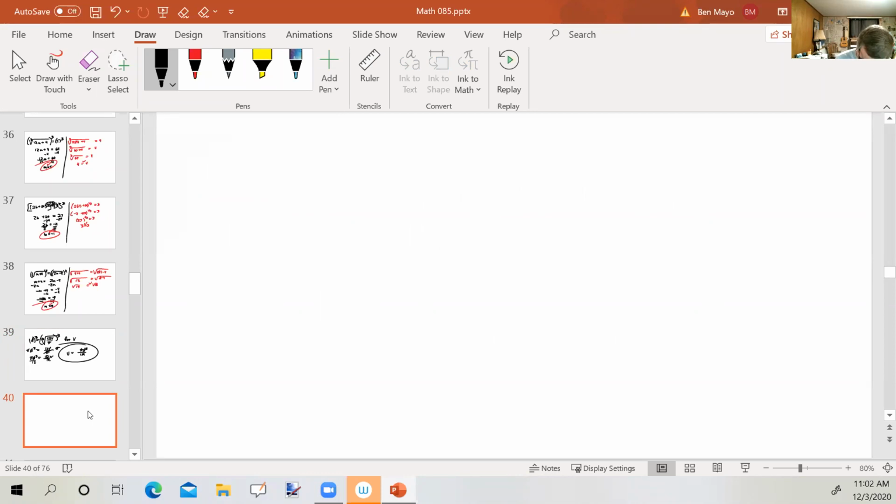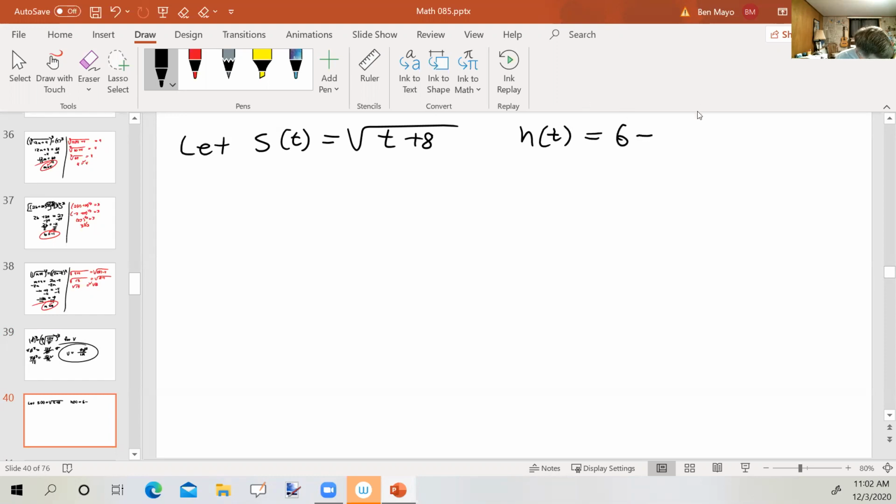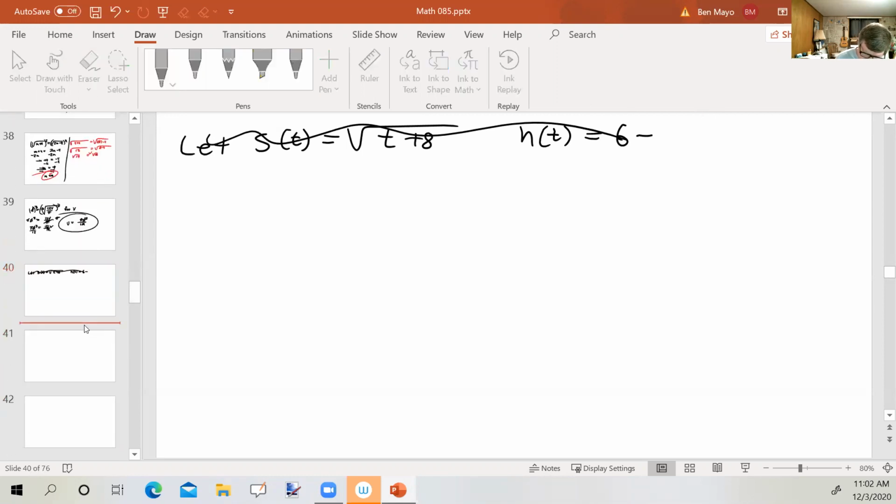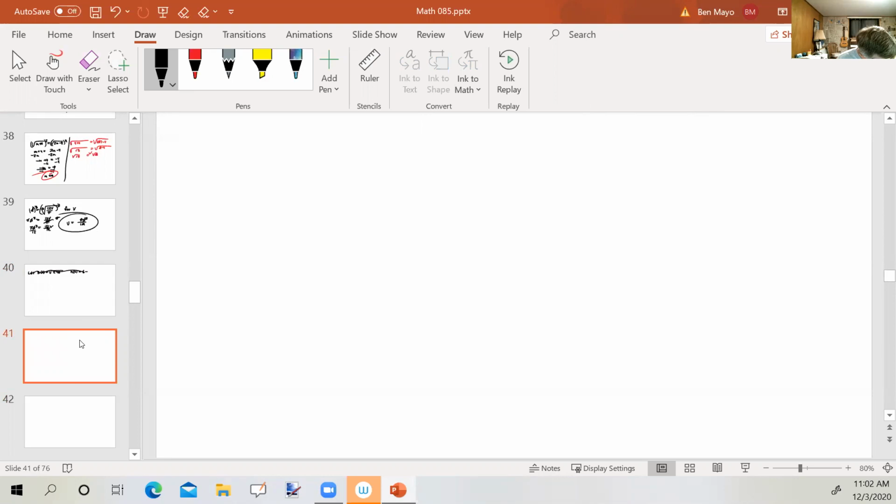It says, let s of t equal the square root of t plus 8, and h of t equal 6 minus, hang on. Nope, my bad. We can't do that one. Sorry. Let's see. Here, we can do this one. Sorry, that takes us in a place where we don't know how to deal with it in this class.